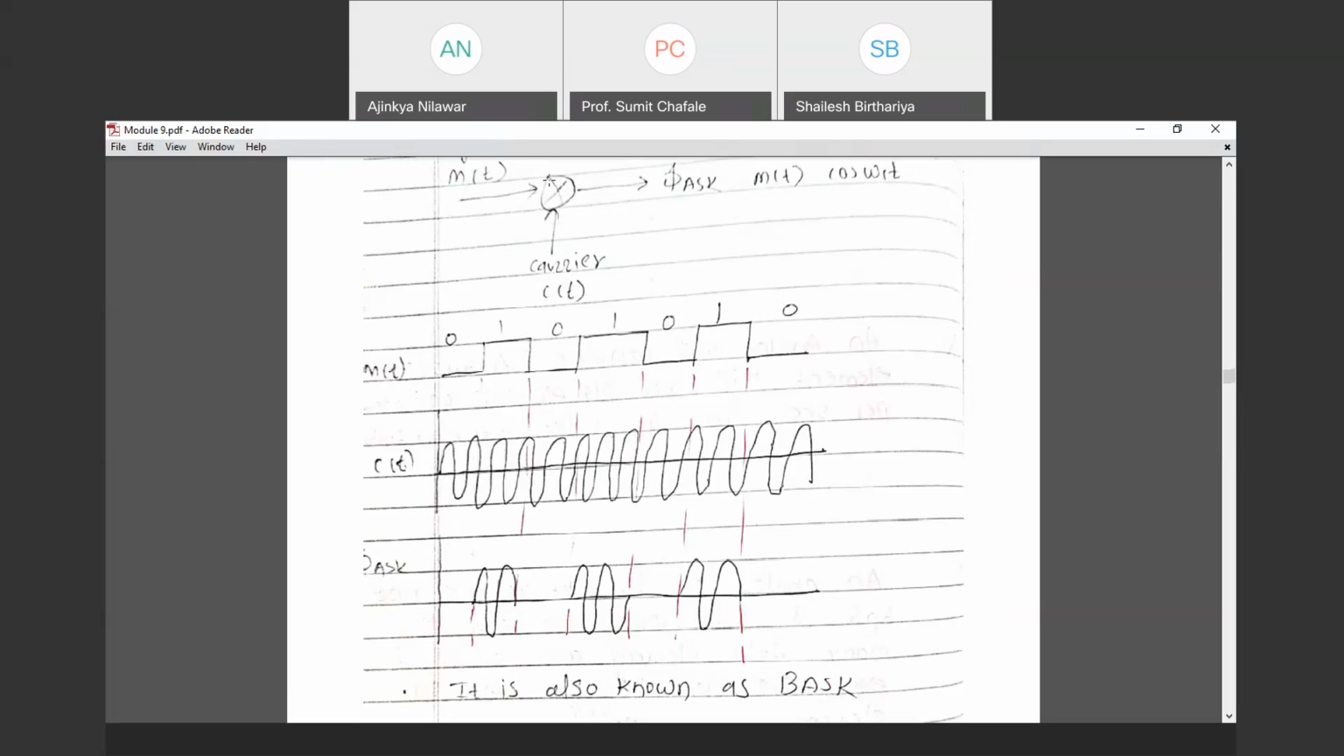So what happens with the multiplier? In each sample, the data gets multiplied with the carrier, right? Consider the first sample. My voltage level is 0. The carrier is having this. 0 multiplied by something is always 0, right? 1 multiplied with this carrier signal will send some signal. Again, 0 multiplied by this gives 0. 1 multiplied by the carrier signal gives output. So this is how our ASK output is generated. It is also known as binary ASK.